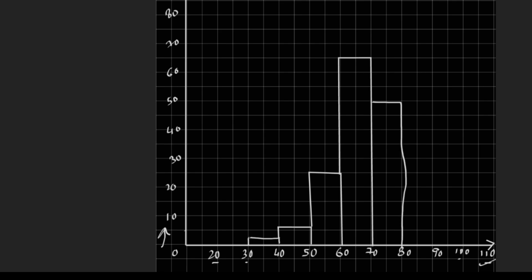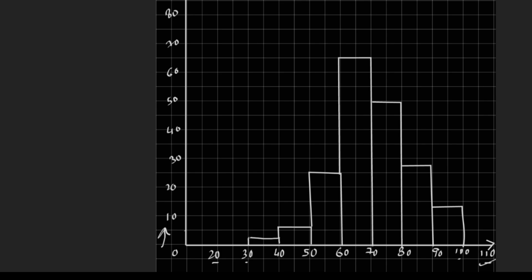Now this is 70 to 80. Similarly, for the next one, 80 to 90, it is 28. 28 will be near to 30. And the last one is 14. That will be near to 15. So our histogram will be completed in this way. For 14, we have to take a number near to 15. Okay, yes, done. So now the histogram is completed.